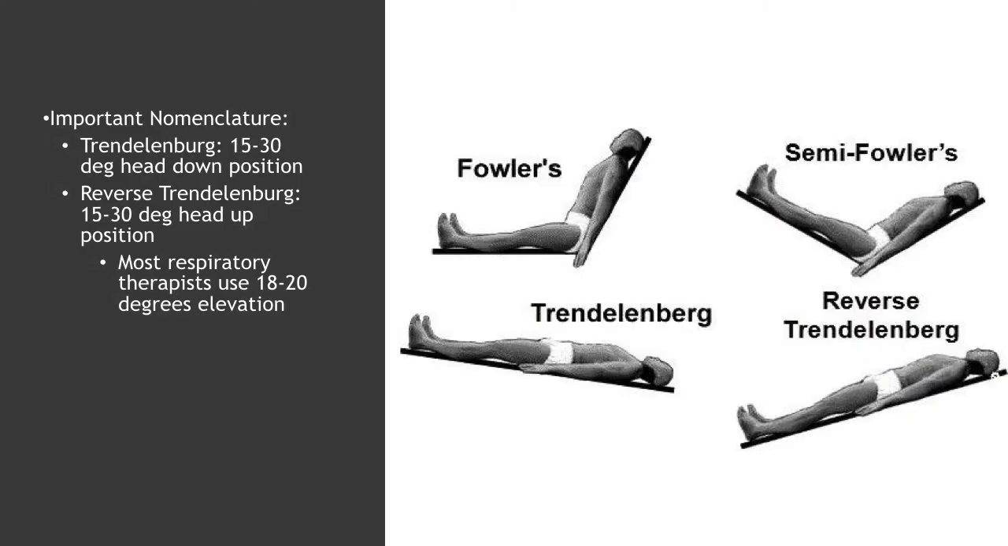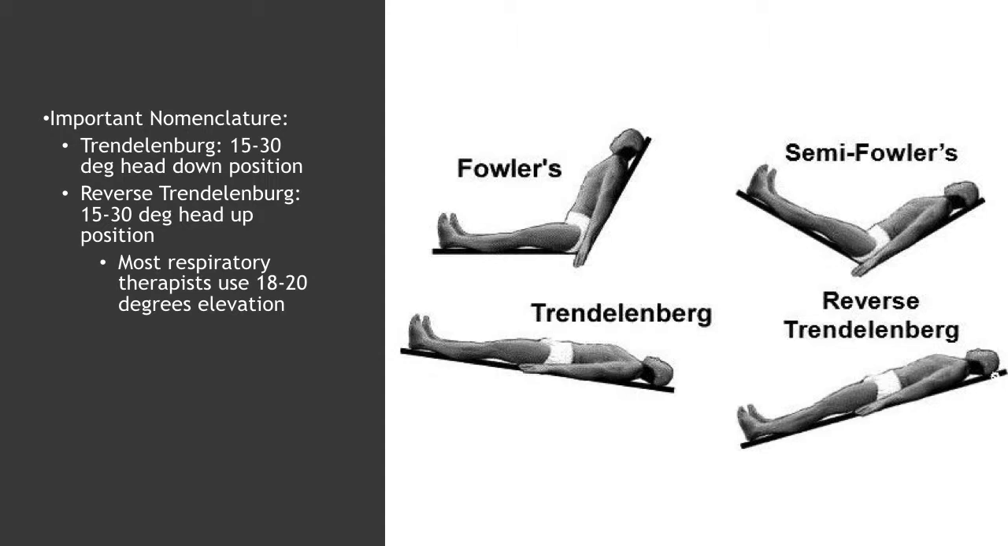Before we talk too much about the positioning for the different lobes, it's important to go over just some important terminology that'll be used throughout. So, Trendelenburg position refers to a 15 to 30-degree head down position. So, it's typically used for the middle or lower lobes. Basically, you are trying to put them in a position where it aligns with those terminal bronchioles to allow for greater clearance. And the reverse Trendelenburg position is the opposite.